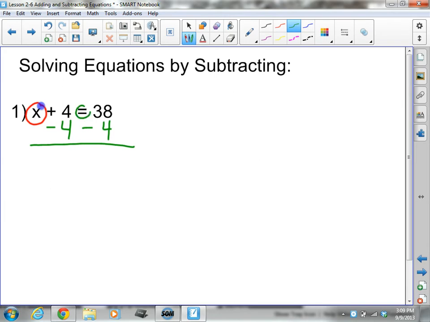The equal sign here, that's the divider. I need to subtract 4 from both sides because 4 minus 4 is 0. So this gets me x by itself on this side, bring down the equal sign, and 38 minus 4 is 34. So that leaves me with x equals 34.